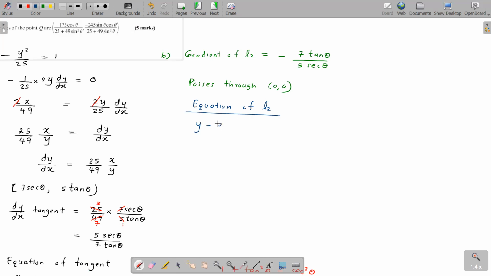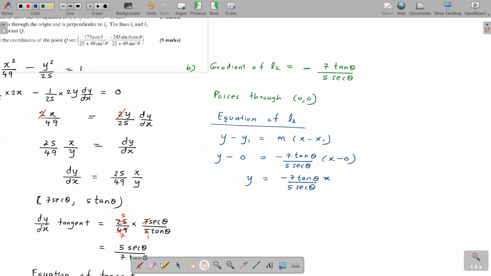Equation of L2: y minus y1 equals gradient times (x minus x1). So y minus y1 is now what? It passes through (0, 0). Gradient m is minus 7 tan theta over 5 sec theta. x minus x1 is 0. So I end up getting y equals minus 7 tan theta x over 5 sec theta. Is that okay? So now this is the equation of line 2.